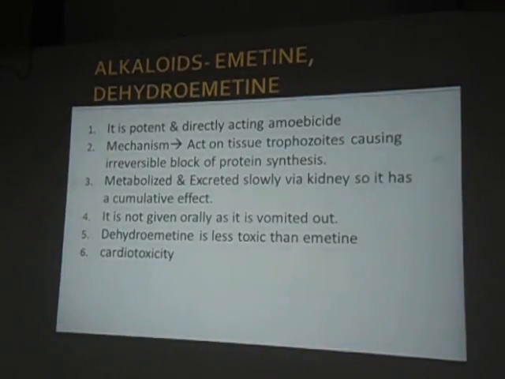Coming to the next drug, that is the alkaloids emetine and dehydroemetine. Alkaloids means natural derivatives. It is a potent and directly acting amoebicide. It acts on the tissue trophozoites and causes irreversible blockade of protein synthesis. The negative point is that it gets accumulated in the kidneys, so it cannot be used for a longer duration. As by the name we know, this drug is emetic. It cannot be given orally.